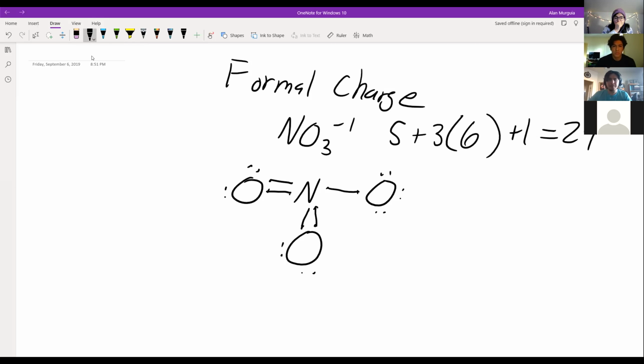Right now, do the oxygens follow the octet? Yes. But what about nitrogen now? One is missing. Really? I don't think so. I think nitrogen has too many. Too many, exactly. I think nitrogen has another extra pair. So what do you suggest we do?